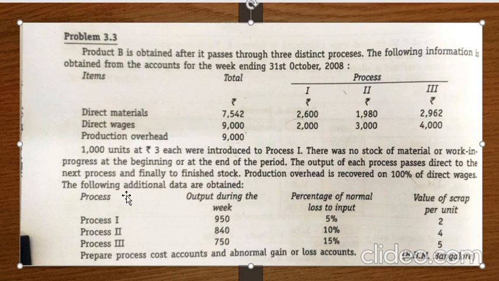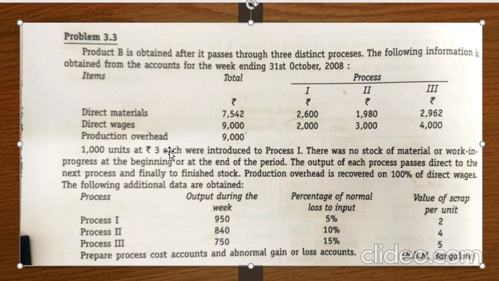Next we will look into the following additional data obtained. Process 1, 2, 3 output during the week: 950, 840, 750. Percentage of normal loss to input is 5%, 10%, 15%. So this is the percentage of how much is gone out, or how much is the normal loss which has occurred. Then value of scrap per unit, which they have stated here: rupees 2, rupees 4 and rupees 5. So prepare process account and abnormal gain or loss account.